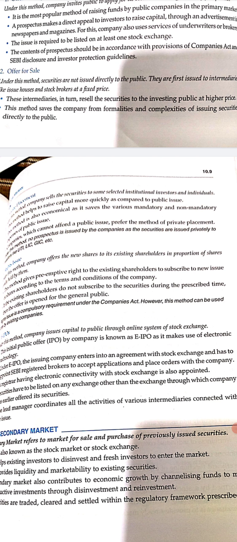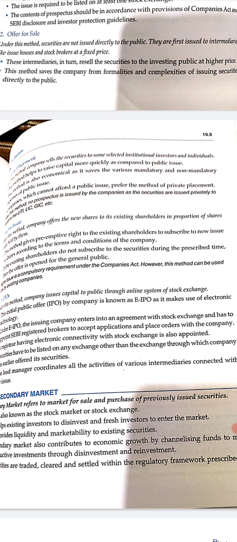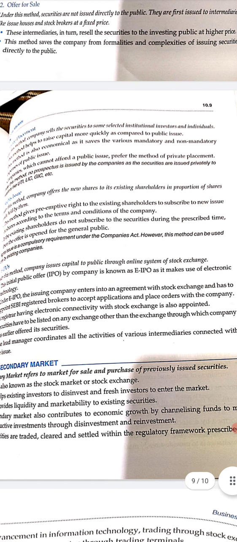Capital market: securities issued in the primary market, when investors later buy and sell them among themselves with the help of stock exchanges, it is known as an activity of secondary market. It is also known as stock market or stock exchange. It helps existing investors to disinvest and fresh investors to enter the market. It provides liquidity and marketability to existing securities. Secondary market also contributes to economic growth. Securities are traded, cleared and settled within the regulatory framework prescribed by SEBI.